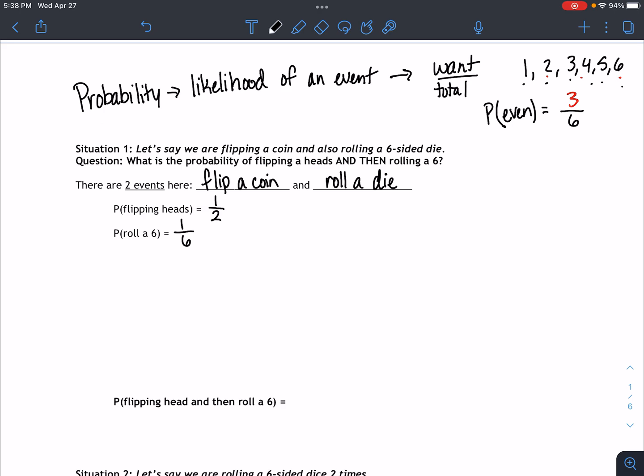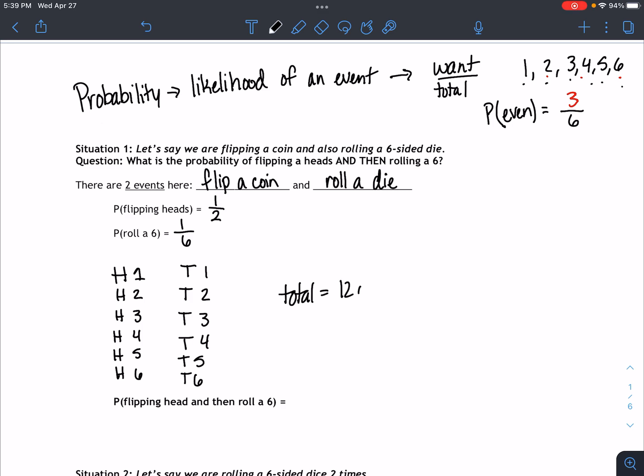So let's think about it. All of the different possibilities that we could have had. So for this example, I could have flipped heads and rolled a 1, flipped heads and rolled a 2, flipped heads and rolled a 3, flipped heads and rolled a 4, flipped heads, rolled a 5, flipped heads, rolled a 6. I could have flipped tails and rolled a 1, tails and 2, tails and 3, tails and 4, tails and 5, or tails and 6. So in total, there are 12 options of what could have happened when I did these 2 events together.